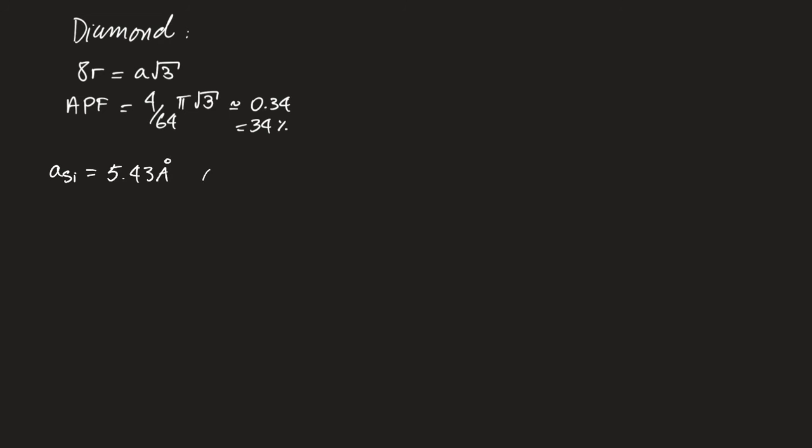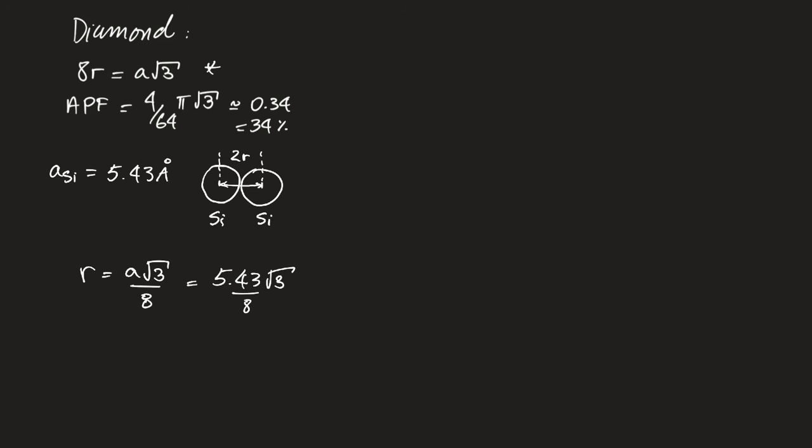In other words, we have one silicon atom here and another silicon atom here. So they are the nearest neighbors, and the distance from center to center is basically 2r. So if we solve for r in this expression, we have r equals a square root of 3 over 8, then 5.43 square root of 3 over 8.